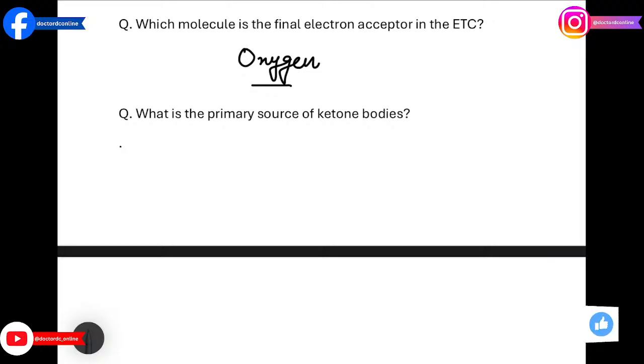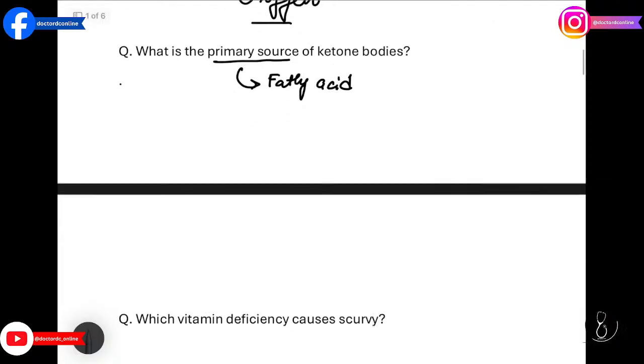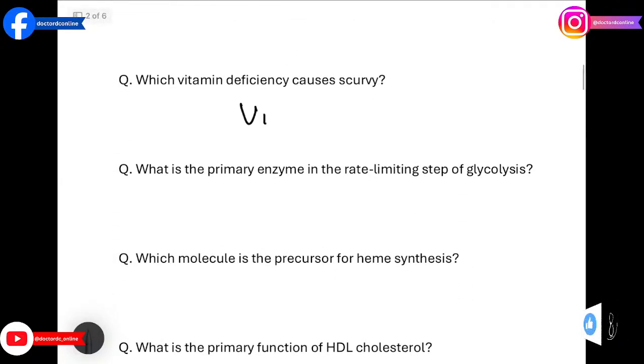The next question is, what is the primary source of ketone bodies? And the answer is fatty acids, because they are converted to ketones in the liver during fasting or starvation. The next question is, which vitamin deficiency causes scurvy? And the answer is vitamin C. Ascorbic acid is needed for collagen synthesis, and deficiency causes bleeding gums.